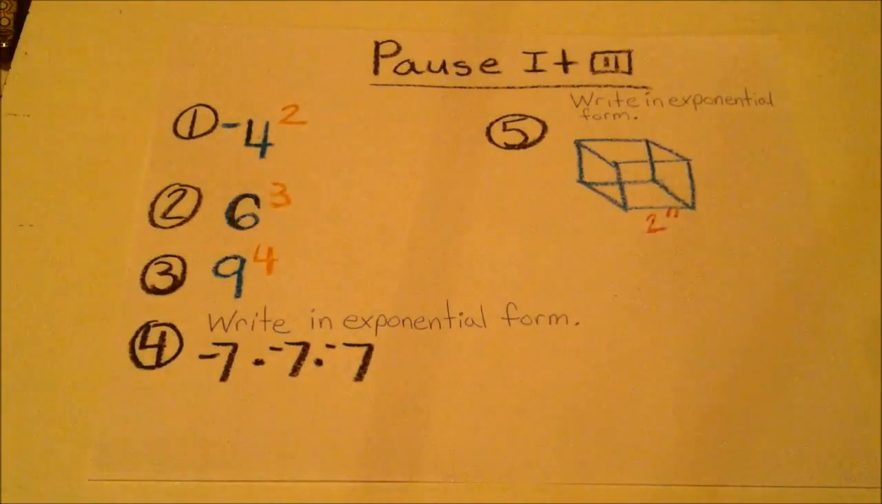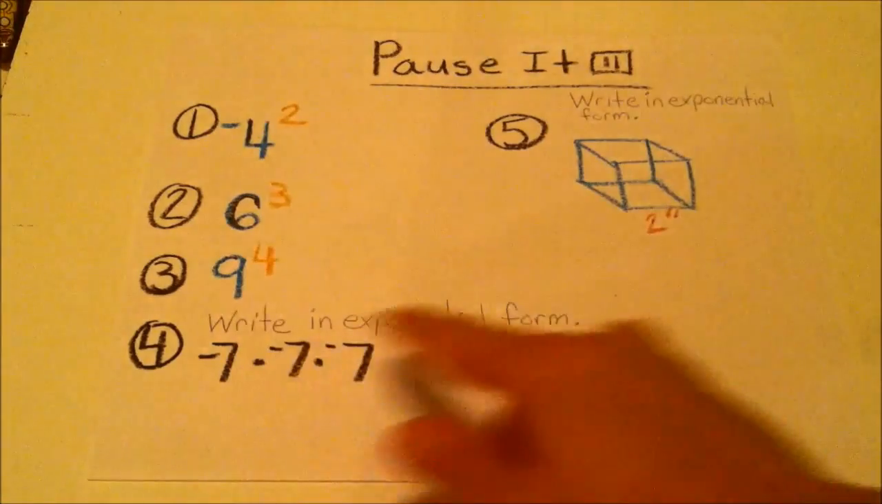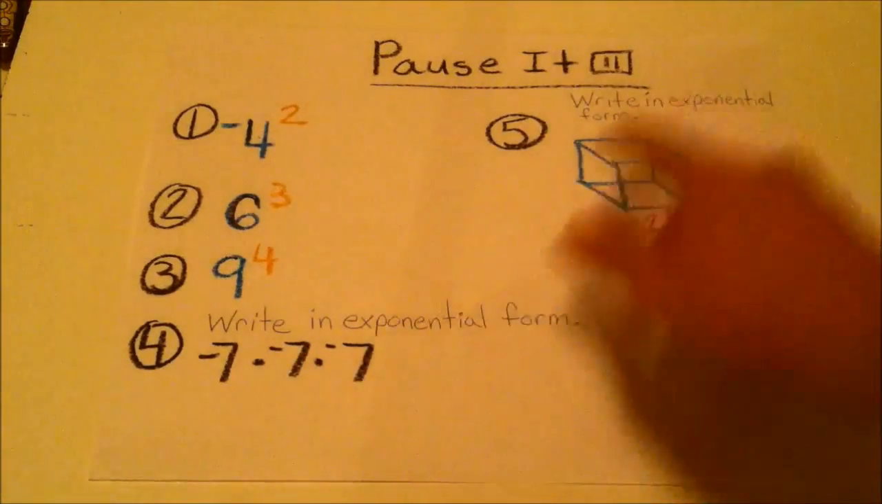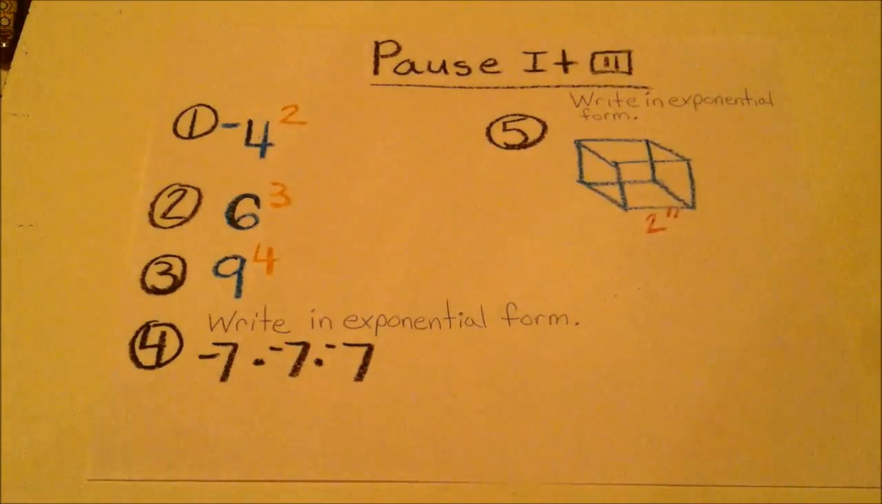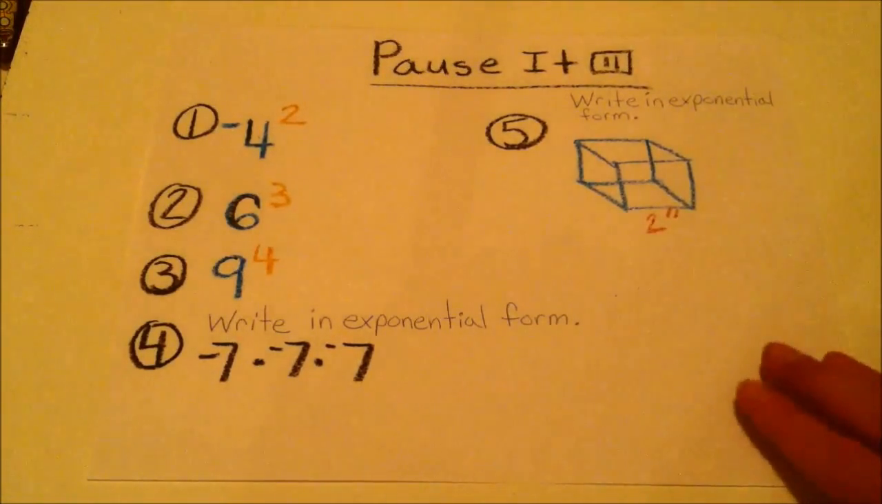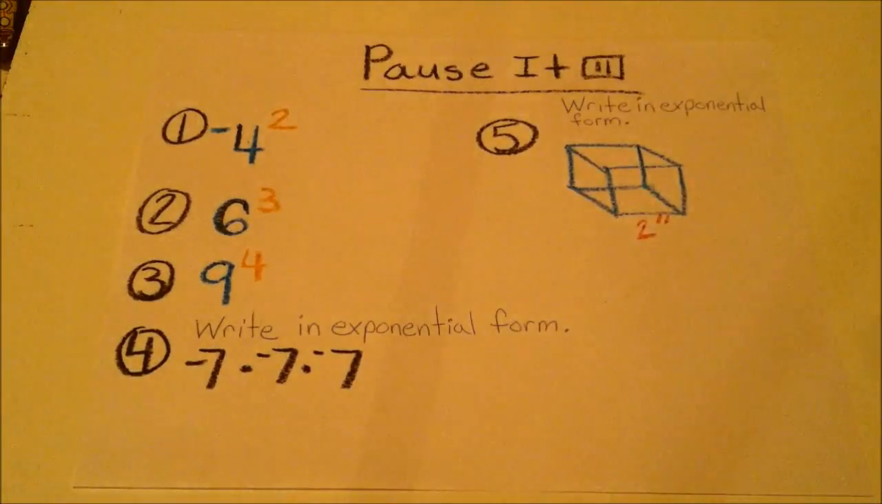And on this page, I want you to pause the video, and I want you to try out number 1 through 5. Now number 4 and 5 say to write in exponential form. That means write using an exponent. You don't have to give the product in those two scenarios. Go ahead and pause the video.